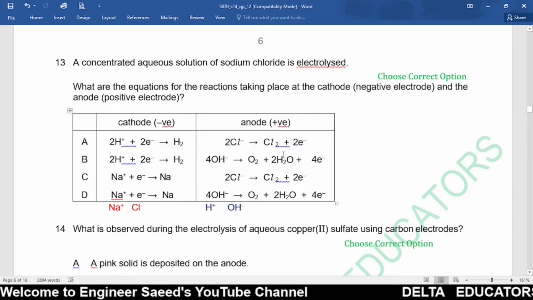That is given in option A. So our correct option will be option A. At the cathode hydrogen gas will be evolved, and at the anode chlorine gas will be evolved. So correct option will be option A.